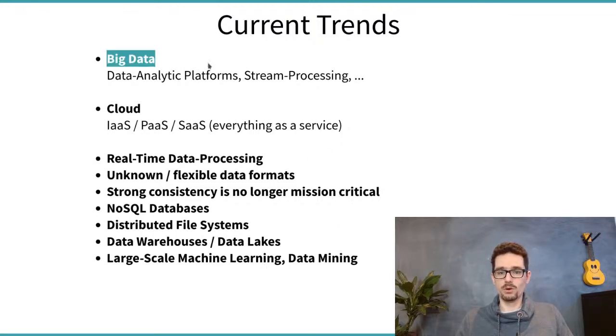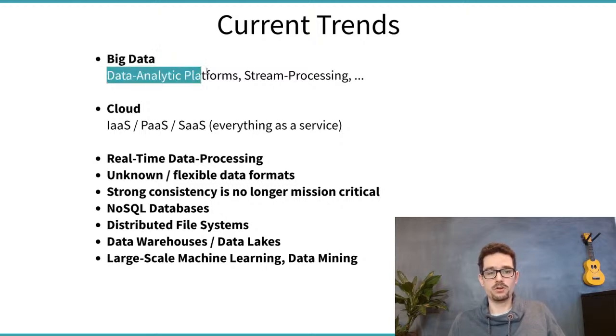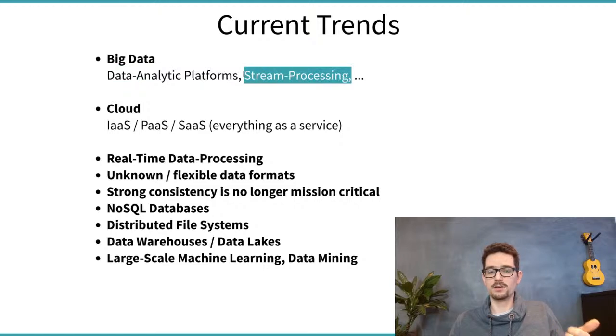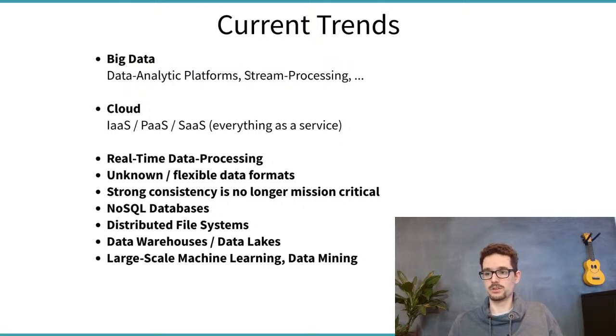So one current trend is big data. Big data consists of the big data that the companies have and the systems for how to store and compute based on the big data. So big data platforms, data analytic platforms. Companies are using Spark, Hadoop, Flink, Kafka. Flink and Kafka, they are data streams. So stream processing is one important trend.